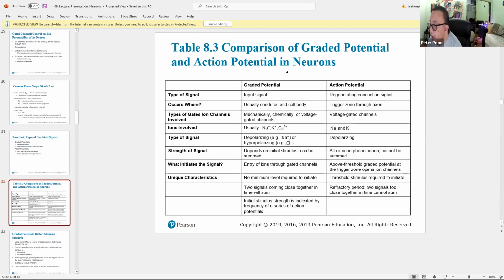Make sure you know the difference between graded potential and action potential. Everything here is going to be important. The only thing you really do not need to know are the ions involved, but all the other ones are important. So make sure you go through all that.